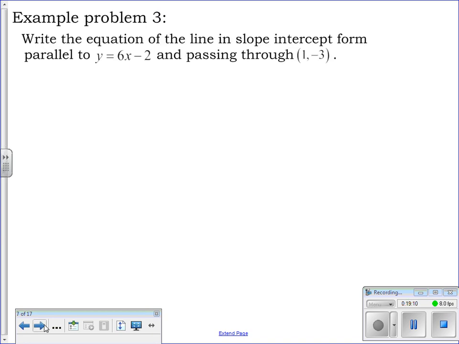Write the equation of the line in slope-intercept form parallel to this line. Once again, what do we need? We need an x coordinate, a y coordinate, and we need a slope. I am not directly given my slope, but I am given the information I need to identify it. I want one that is parallel to this line. Parallel lines have the same slope. The slope of this line is 6 because it's in mx plus b form, which makes it really easy to figure out. The slope of that line is 6, so the slope of my new line is also 6.